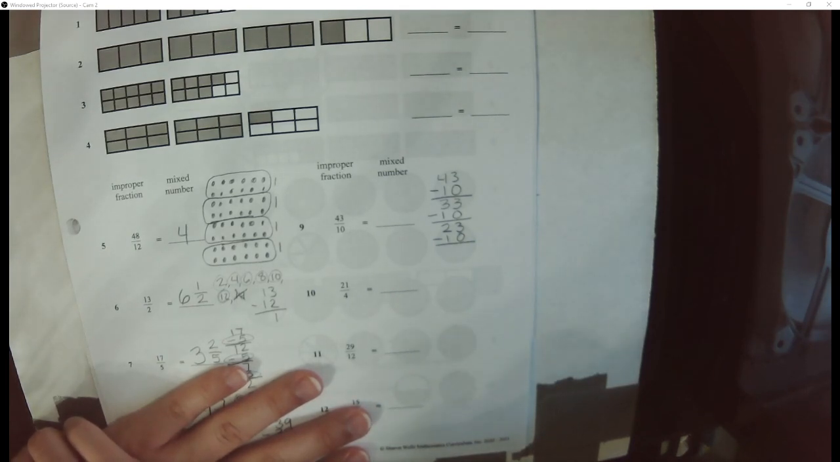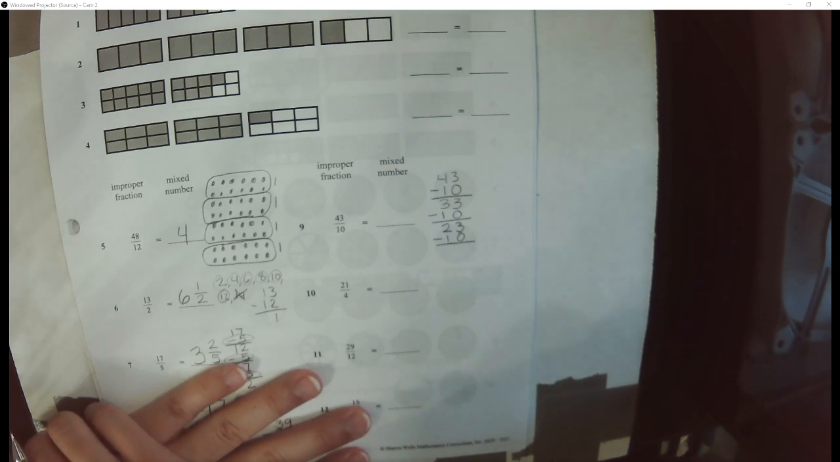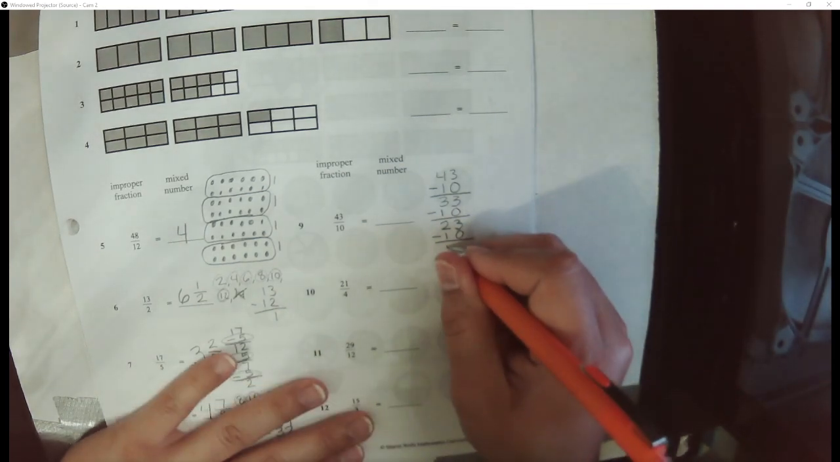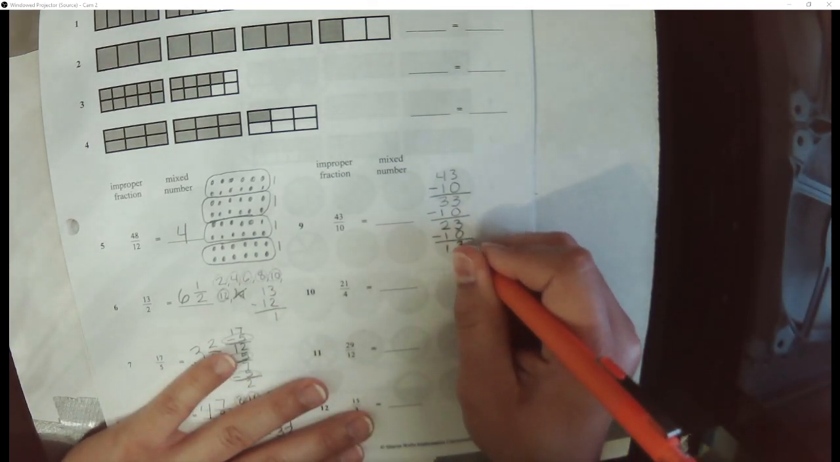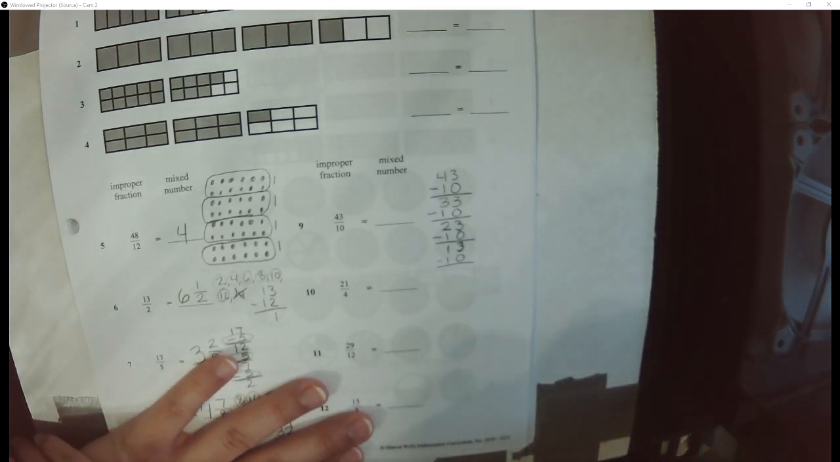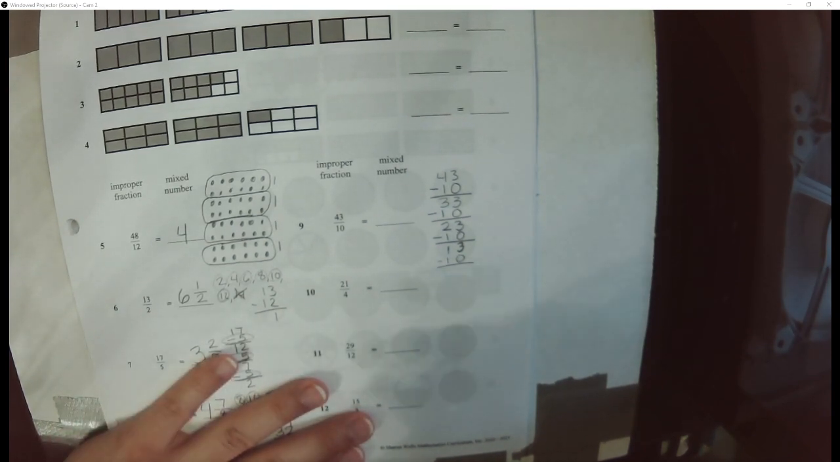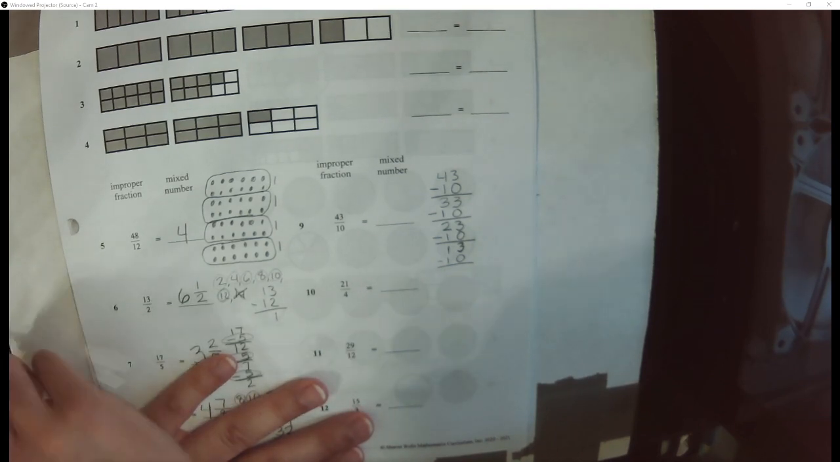23 minus 10. What's 23 minus 10? Kylie? 13. Oh, we're getting close, but still have some left. Let's try again. 13 minus 10. What's 13 minus 10? Kaylee, 13 minus 10 is 3.